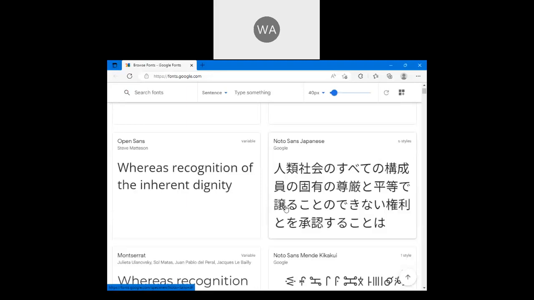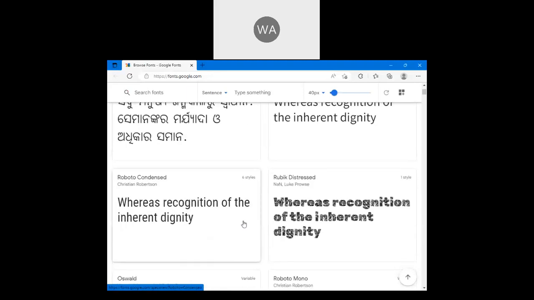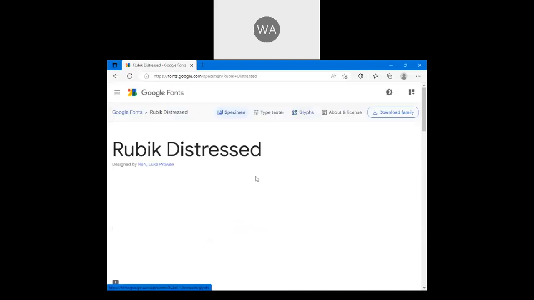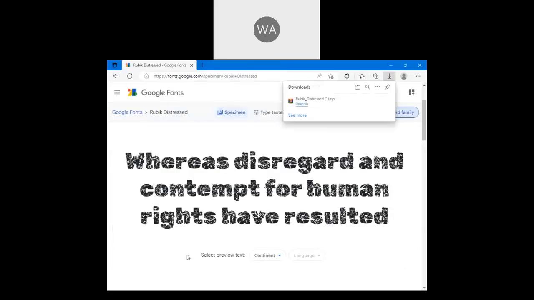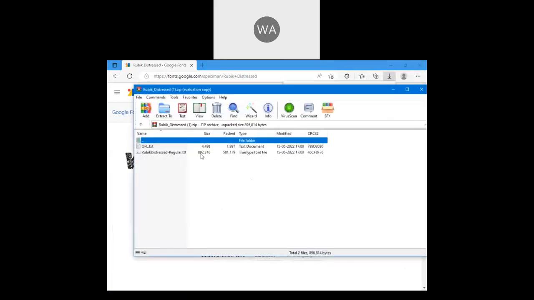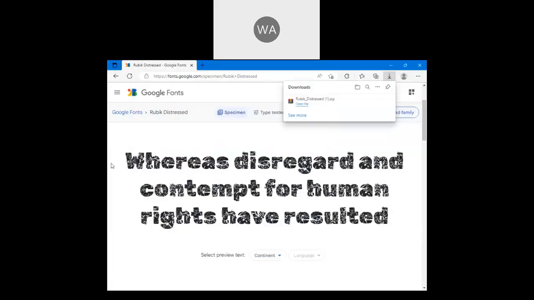Next thing I will show you is that various people struggle with fonts. Google also provides various fonts in its library. Most of the fonts are free, some are paid, but if you like some font, you can directly click on it, check it out, and say download family, and it directly downloads the thing.